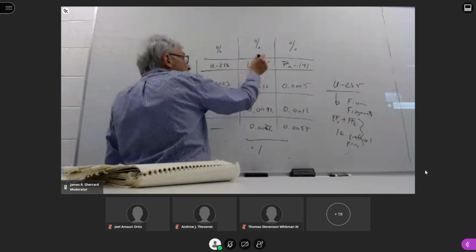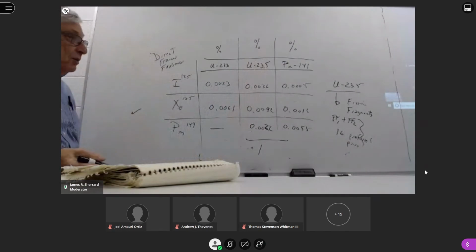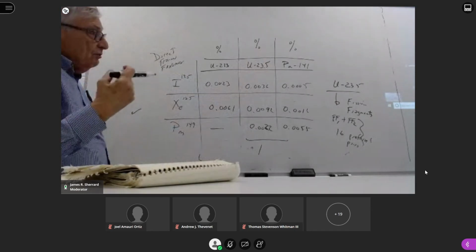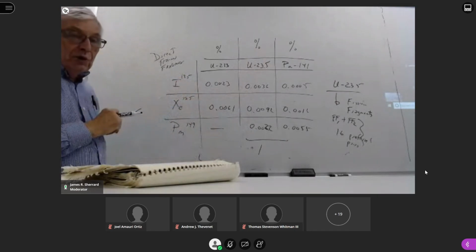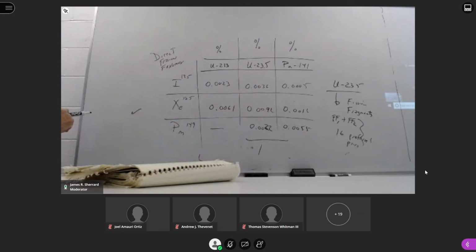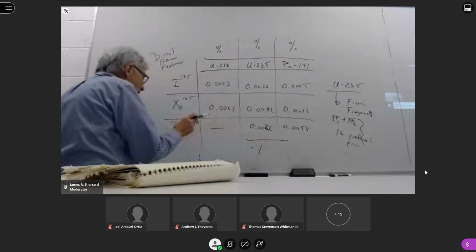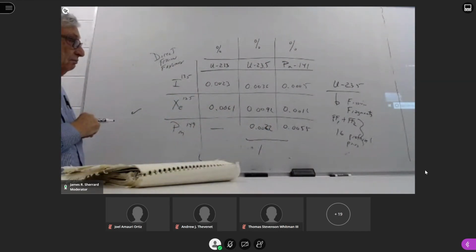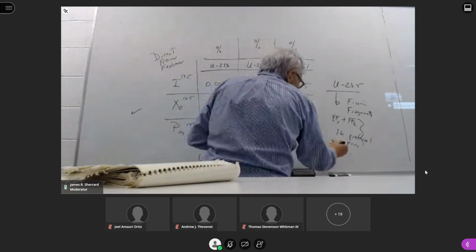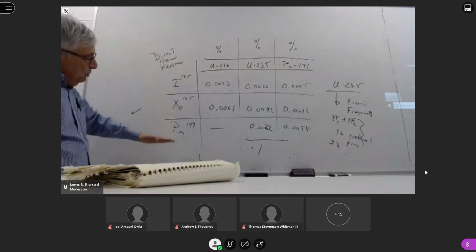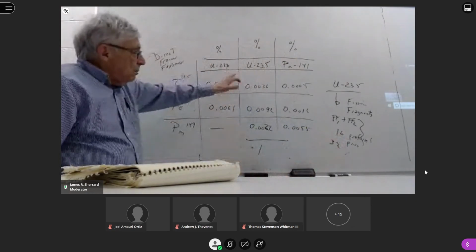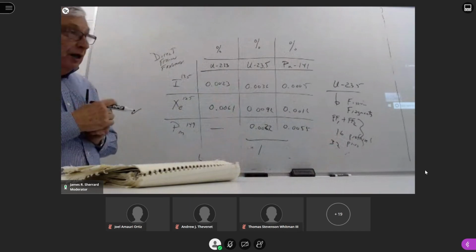So what this tells you is that when uranium-235 undergoes a thermal fission, this percentage of all the fission fragments will be iodine-135. This will be the percentage of xenon-135. This is the percentage of promethium-149. And there's probably, well, 16 preferred pairs is at least 32. So there'd be 32 here in this column and probably more. But when you add up all the percentages, it'll eventually total to be 1.